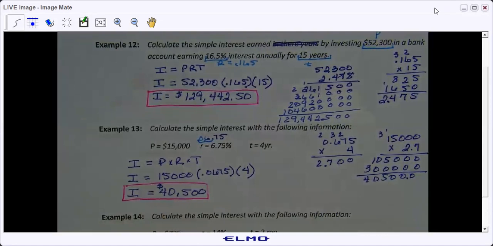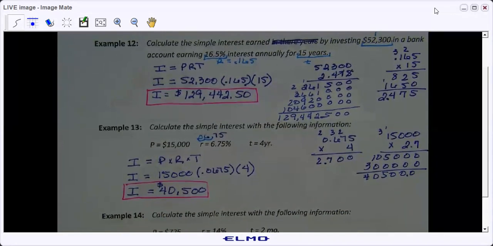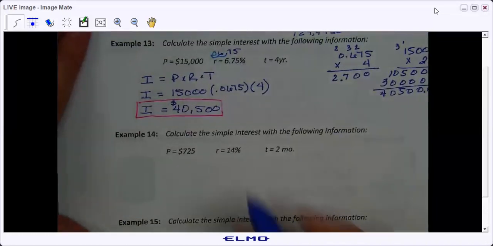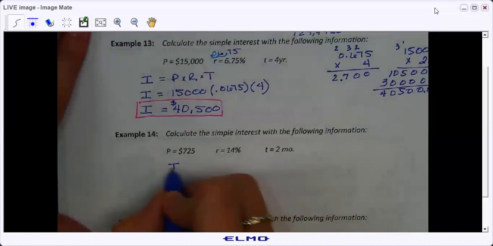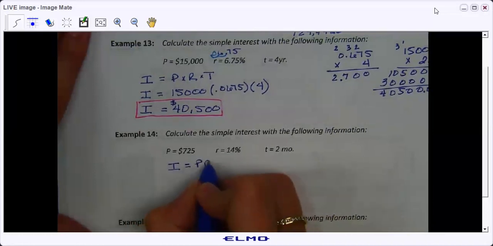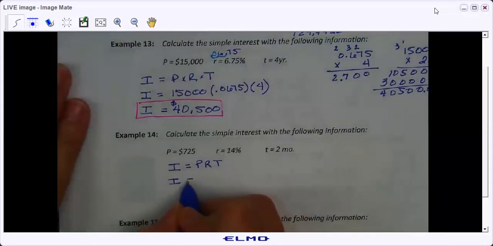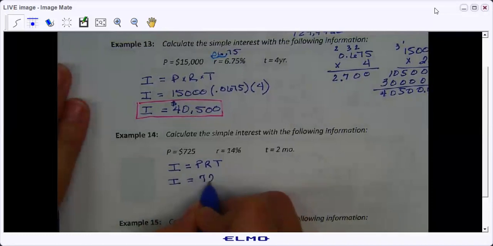We're gonna set them up, and then I am going to give you a chance to solve them, and then check your answers. Okay, so going to 14, we're gonna write out the formula first. And then we are going to substitute in our numbers. And we have principal at 725.